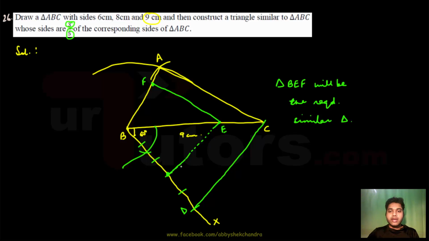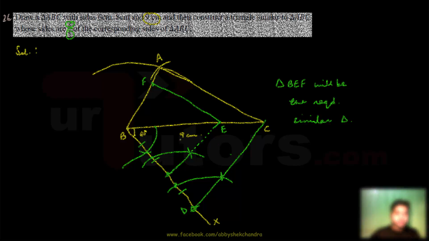You know how to construct a line parallel to another line. From this point you make an arc, make the same arc with the same radius here. Then from this point you measure this with the arc, and from this point you just cut that arc with the same radius. You'll get the line parallel to this line, right?